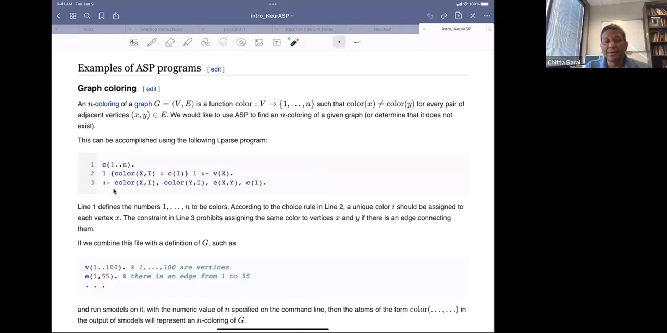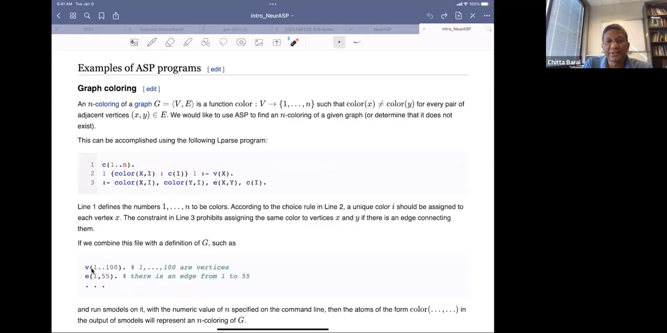And now, for graph coloring, the point is that we don't want 2 adjacent nodes in the graph to have the same color. And that is expressed by this rule, which has an empty head. So it's considered a constraint saying if color of X is I, color of Y is I, and there is an edge from X to Y, then that's not good. The empty head means that it's inconsistent. You should throw away any answer set which has this condition true. And just these 3 lines and this description of the edges and the vertices is enough.